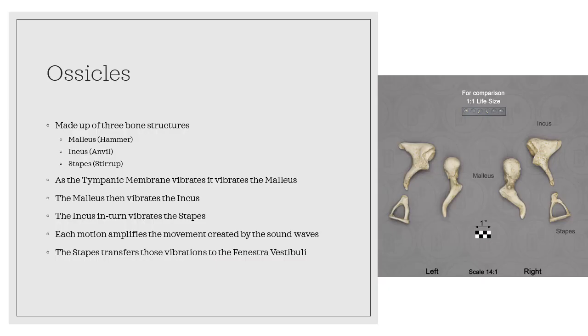The ossicles are made up of three bones that evolved from the jawbone of our reptilian ancestry. The bones are the malleus, or the hammer, the incus, or the anvil, and the stapes, or the stirrup. The malleus is moved directly from the tympanic membrane, and that motion is sent to the incus. The stapes then moves in conjunction with the motion delivered by the incus.